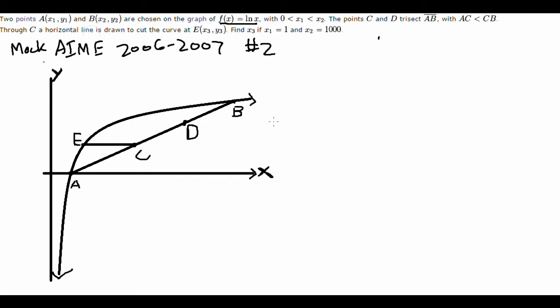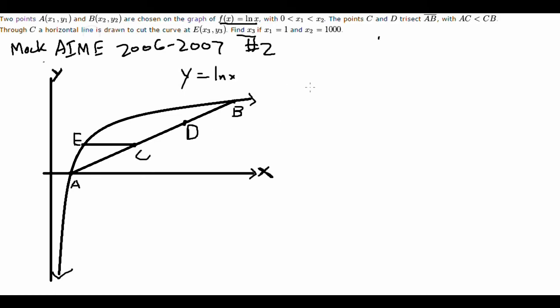So, the equation of this graph is y equals natural log of x. Oh yeah, caution, I'm not using my drawing tablet, I'm using a mouse, so my handwriting is going to be very bad. Okay, so this is the equation of the line, right? And we want to find x3, or the x coordinate of E, right here. So how do we do that?